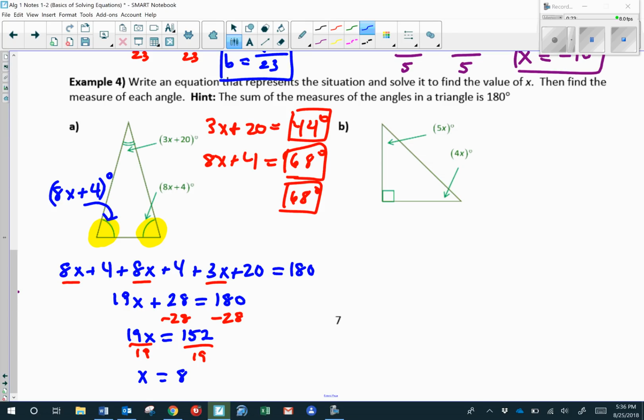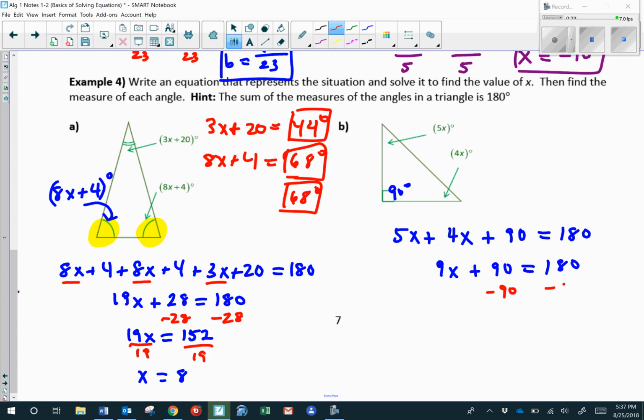Last example, part B. Again, three angles that add up to 180 degrees. One of the angles measures 5x, the second angle measures 4x, and then remember that this right angle that's noted here measures 90 degrees. So 5x plus 4x plus 90 is equal to 180. Combining like terms, that gives us 9x plus 90 on the left side of the equation. So now we're going to start undoing those things that are happening to x.